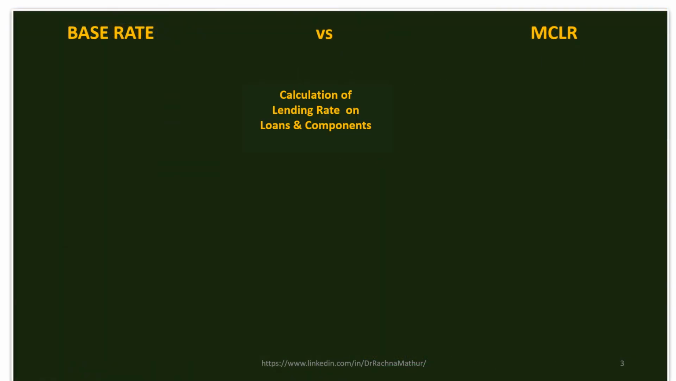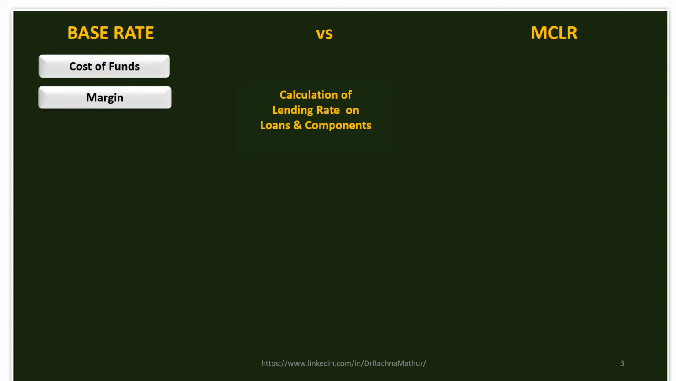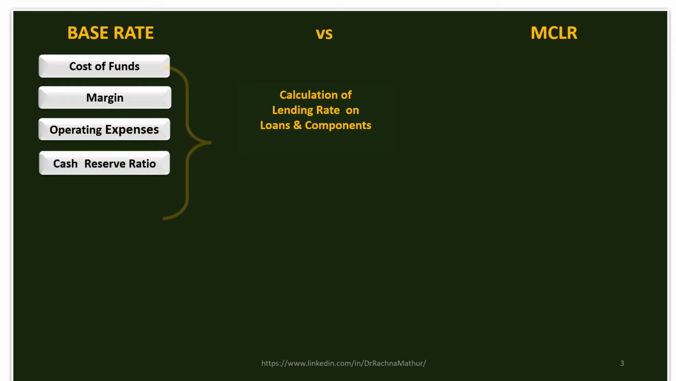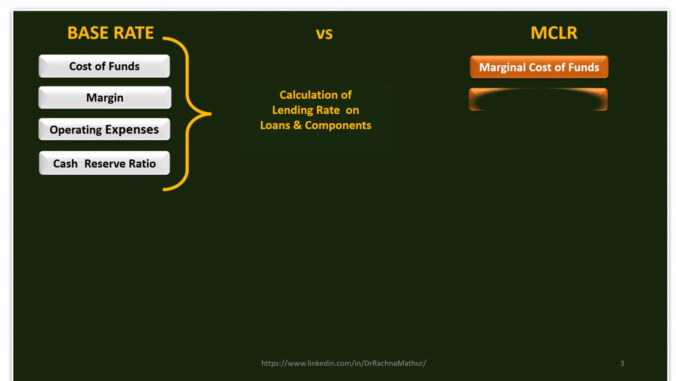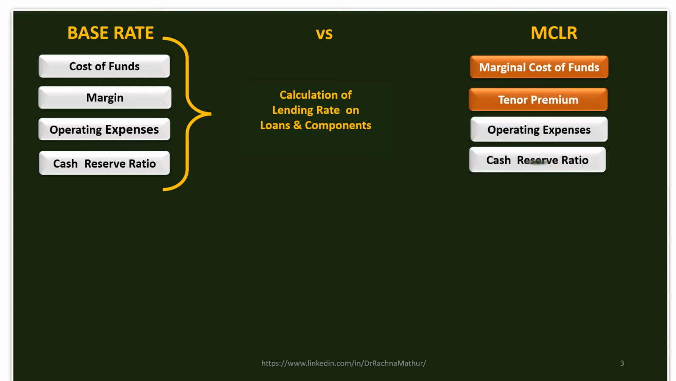On the basis of calculation of lending rate on loans and other components, it was cost of fund, margin, operating expenses, and cash reserve ratio, which together comprise base rate. While marginal cost of fund, tenure premium, operating expense, and cash reserve ratio together decide MCLR rate. Here we can see that operating expense and cash reserve ratio are common for both base rate system and MCLR system. What makes MCLR different from base rate are marginal cost of fund and tenure premium.